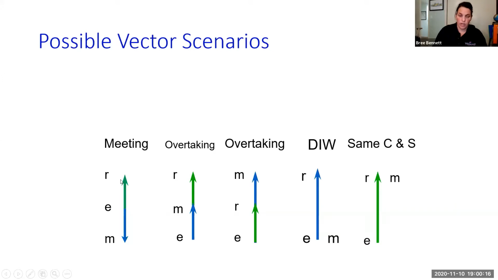So R was where I first marked it. M is where I marked it a second time. So it is coming straight down, relative motion line, R to M. And then E to R is me. That's what I'm doing, own ship, E to R. So E to R is opposite of relative motion line, right? It's going due north. And then E to M is them. They are going due south. So this would be a meeting situation.